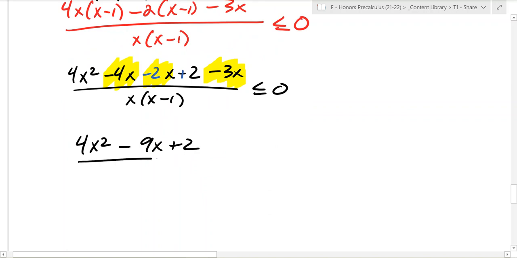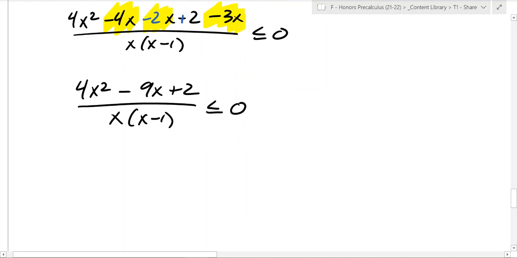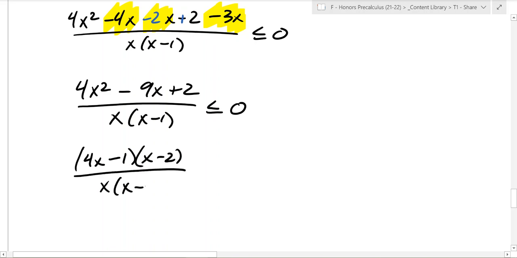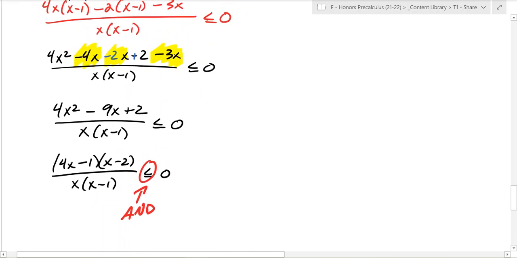9x plus 2 over x times x minus 1 less than or equal to 0. And now you factor that numerator, and it might take you a little bit, but it is 4x minus 1 and x minus 2 all over x times x minus 1 is less than or equal to 0. Now when you fill out the chart, there's going to be the numbers that make these 4 things 0. And those are 1/4, 2, 0, and 1.